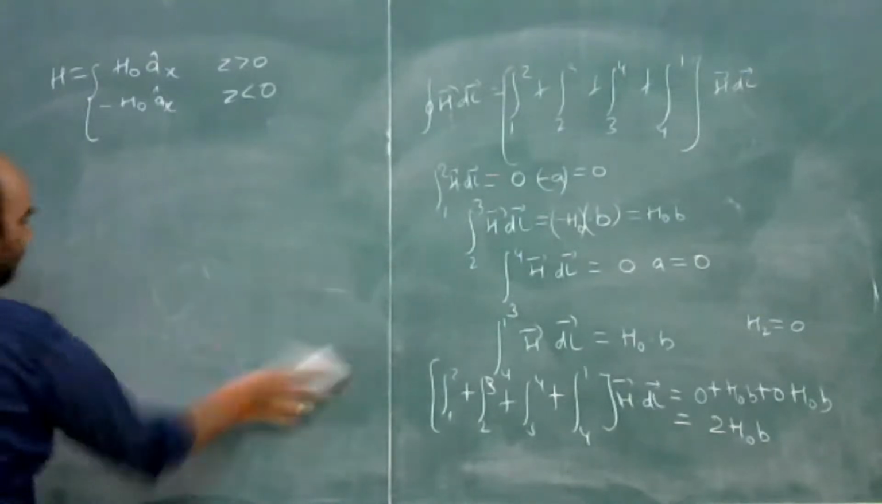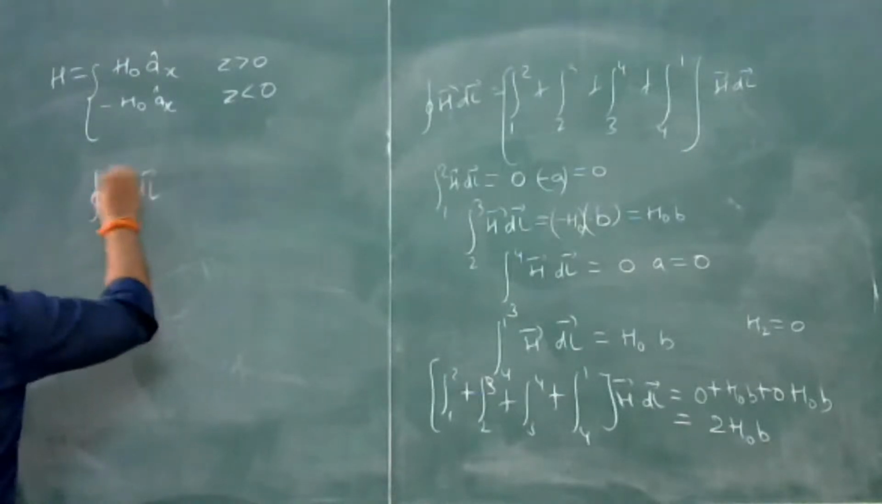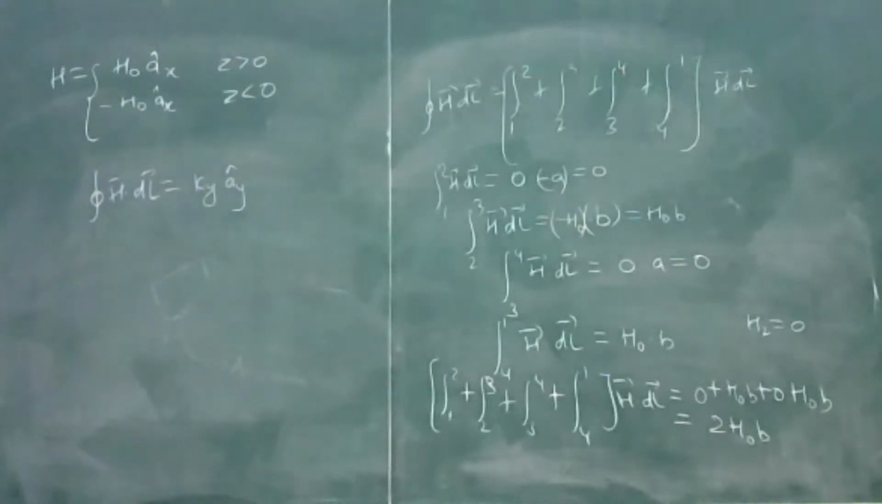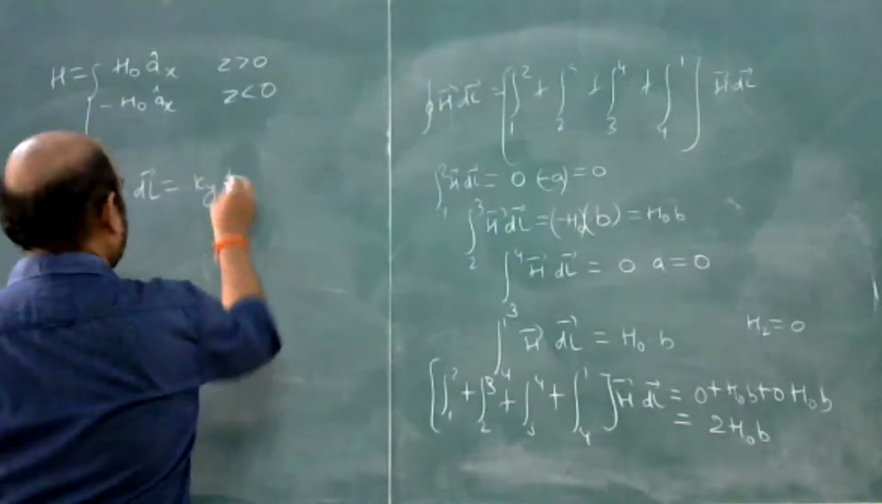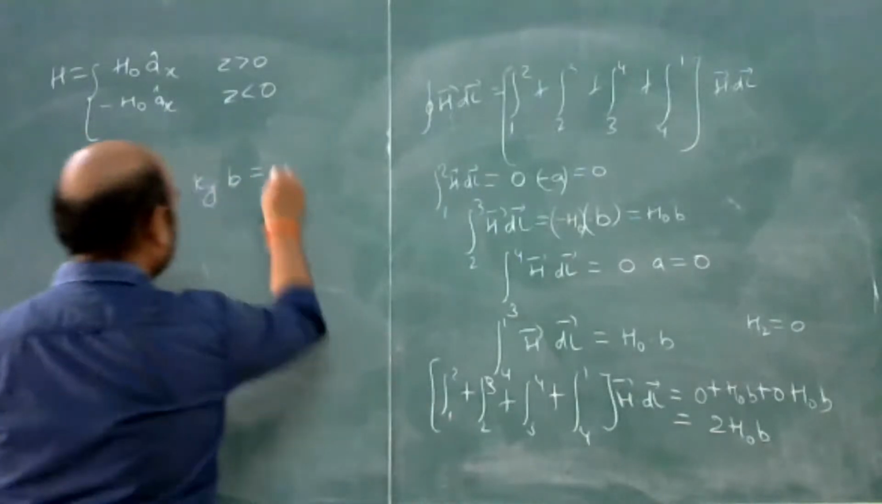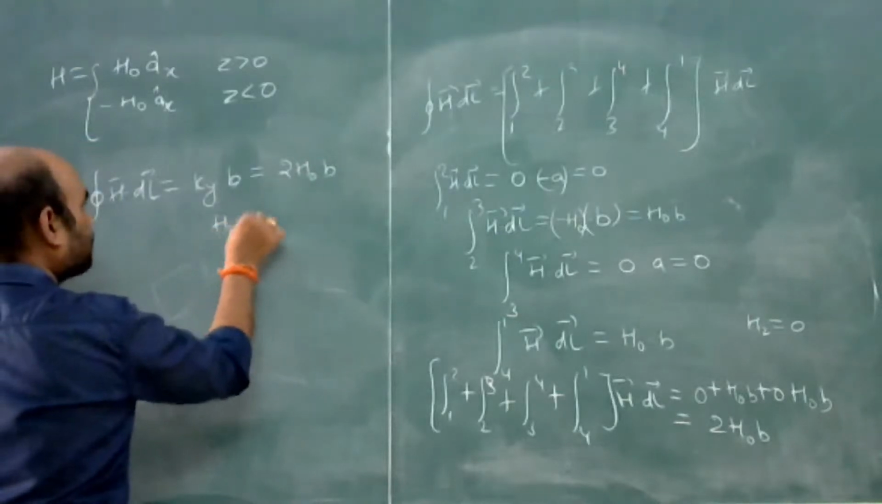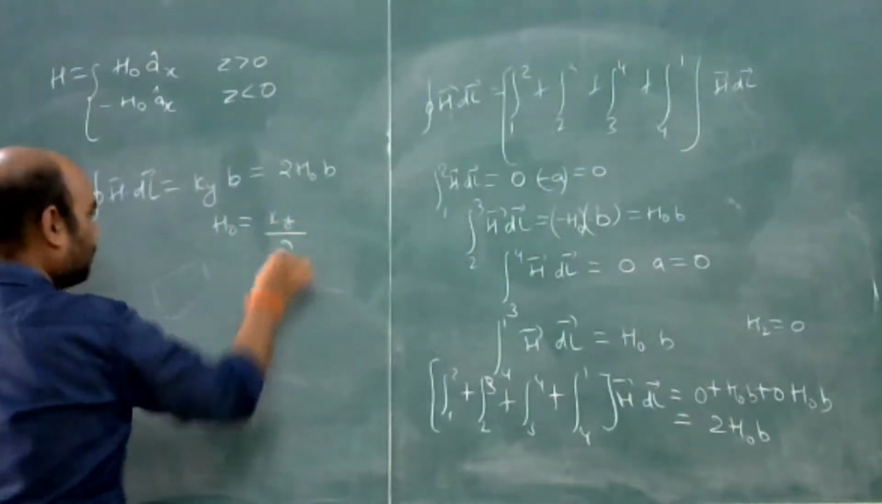At the time of starting, we have considered this ∮H·dl is equal to Ky b, and this is equal to 2 H naught b. So b will get cancelled out, so H naught is equal to Ky divided by 2.